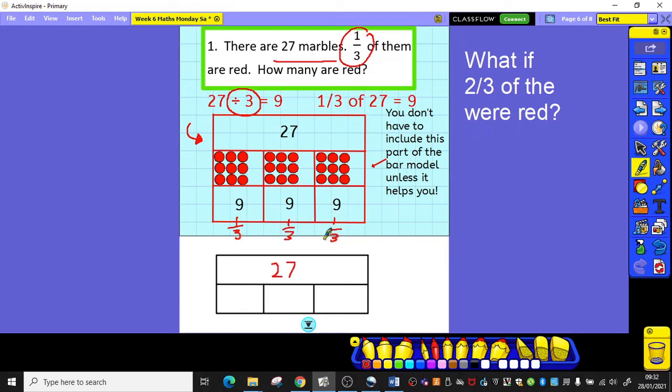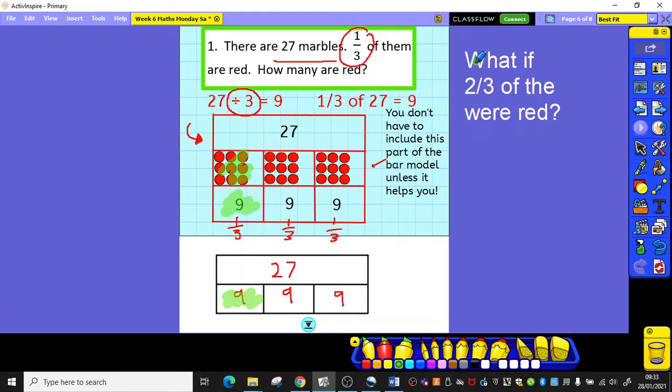Now, more commonly, we tend to draw a bar model just with the whole and then the fraction we split it into. So I could have equally have just drawn a bar model like this to help me. Now, 1/3 then, as we said, is obviously 9. And here I can colour 1/3. Okay, the same on this bar model here.